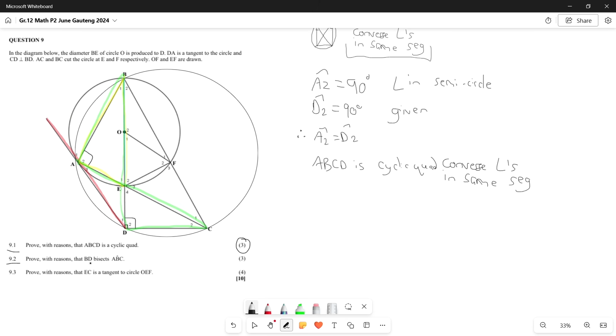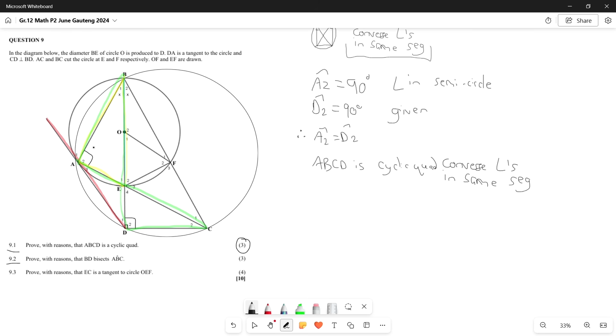touching the circumference. Because then from there, 9.2 says, prove with reasons that BD bisects ABC, which means that we have to prove that B1 equals B2, and it usually is quite helpful to put them in terms of X so that we can see which other angles might also relate to X. Because what we now have is we're trying to find a common angle that links to both of them so that we can prove that B1 equals B2.